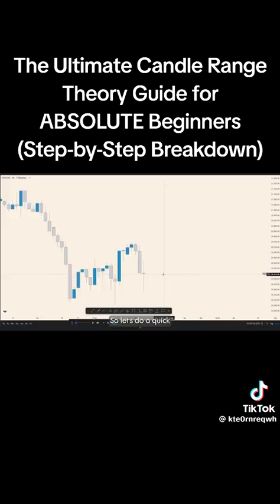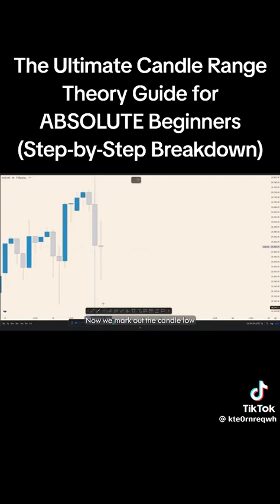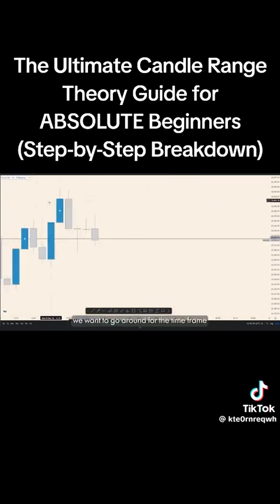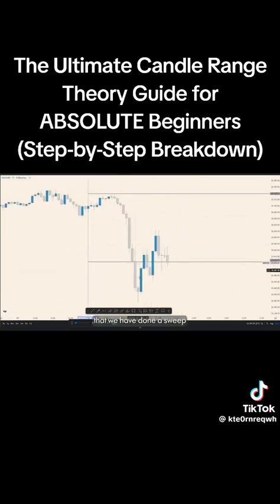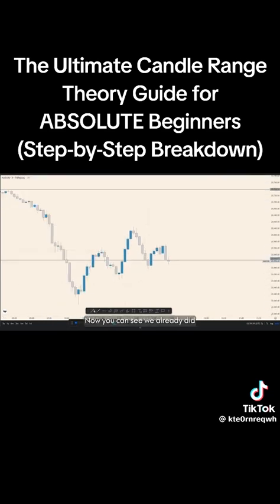Okay, so let's do a quick example for you guys. This is our time frame, and this is our 6 a.m. candle. Now we mark out the candle low and candle high. Now coming into this, we want to go around the 15 time frame. I can already identify that we have done a sweep, which is also within our key time frame as it happened at 10:15. Next, we go down to our 5-minute time frame. And as you can see, we already did create a change in state of delivery once price fully broke above this point over here.